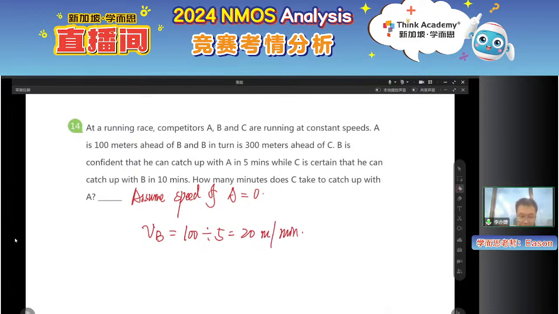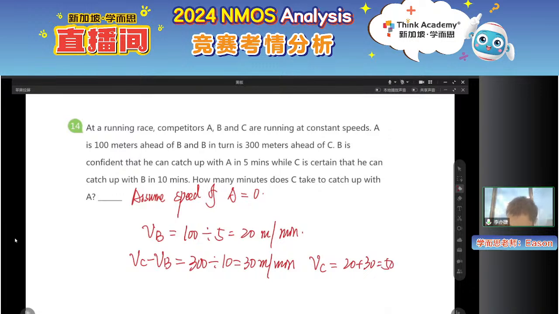And C is going to catch up with B. So VC minus VB would become 300 divided by 10, which is 30 meters per minute, whereas the speed of C should be 20 plus 30, which is 50 meters per minute. So now the distance between A and C is 100 plus 300, and the speed for C is 50, so it becomes 8 minutes.